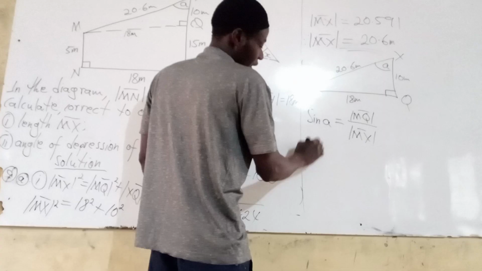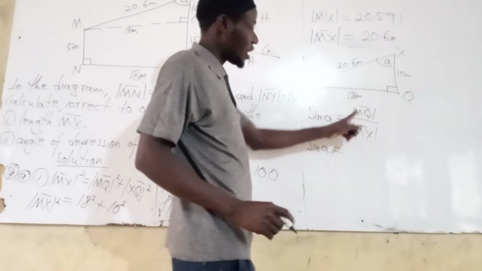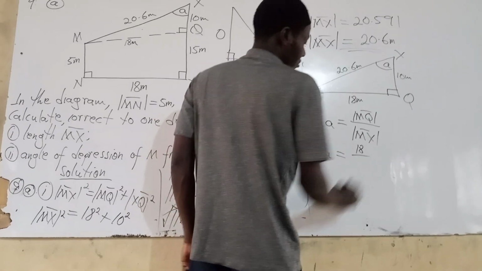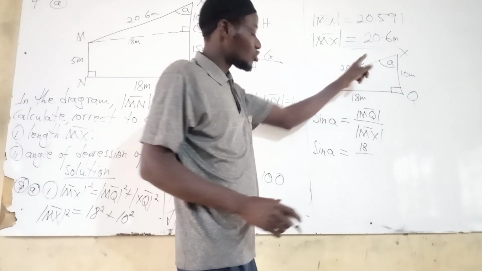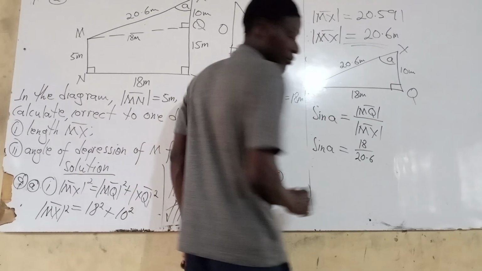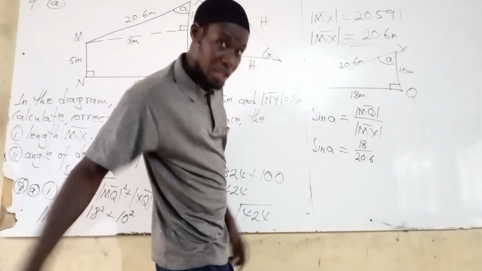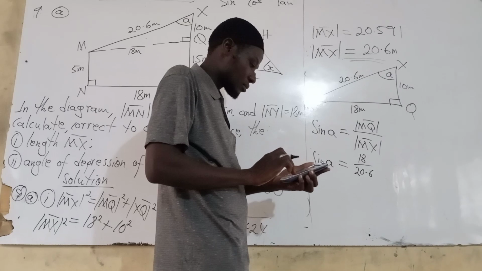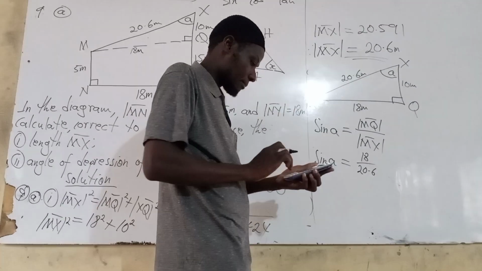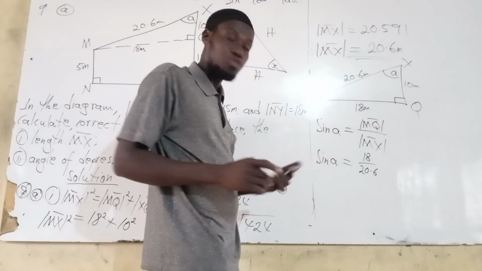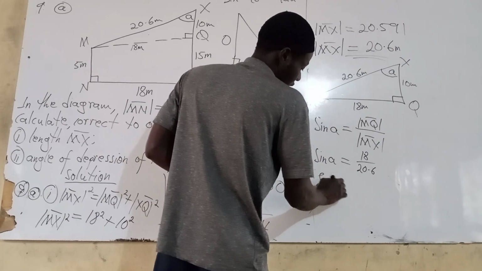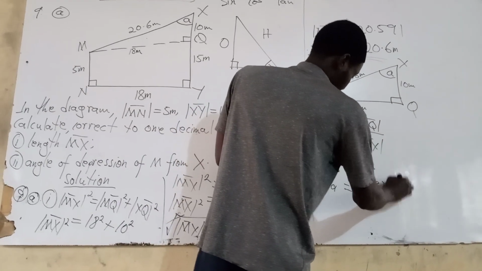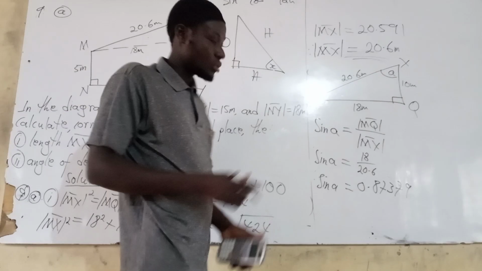So the sine of the angle A is equal to the length of line MQ. This line is 18 meters, so it will be 18 divided by the length of line MX, which is 20.6. Now, if you divide 18 by 20.6, you have the sine of the angle A equal to 0.87379.